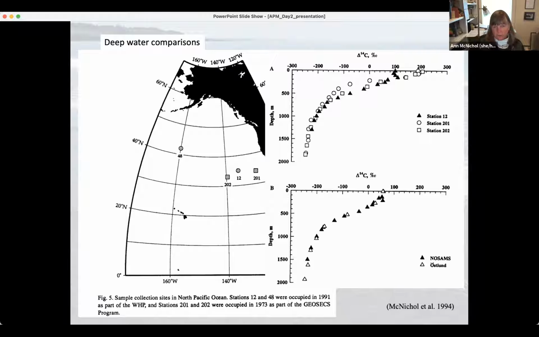And then for a direct comparison of the large volume method and the AMS method, so counting versus AMS, during a cruise at Station 48, samples were collected by Östlund's group and for NOSAMS. And we can see that there is, again, very good agreement between the two methods. Although it's not a lot of data for comparison, it allowed us to be comfortable that we were doing a comparable job to the large volume sampling that had been done up until this program started.